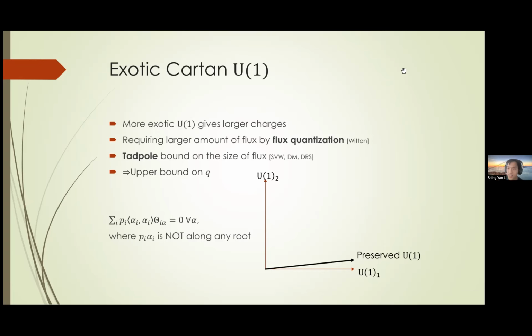But on the other hand, this is not arbitrarily exotic. If we pick more and more exotic directions of U1, we will require more and more flux, by flux quantization, in order to satisfy the condition we wrote down. And if you include larger and larger flux, finally you will hit the tadpole bound. That means you have an upper bound for the U1 charge that you can have.